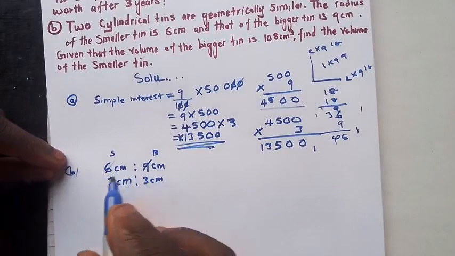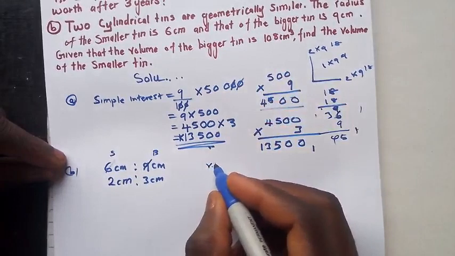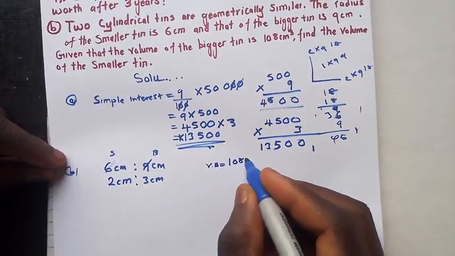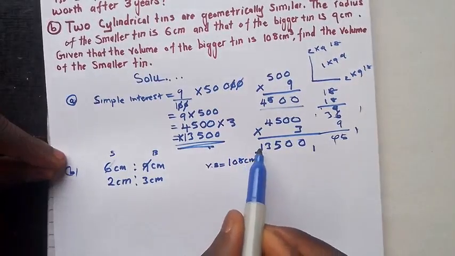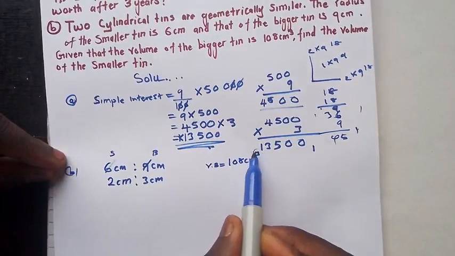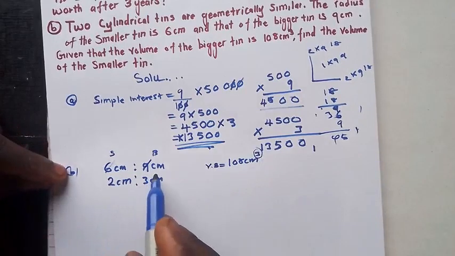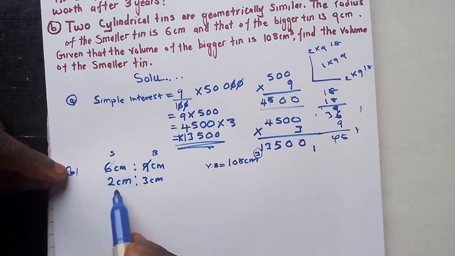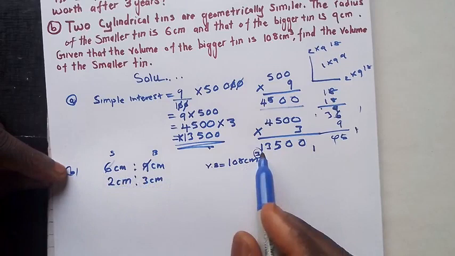So in this case here, since I know that the volume of the bigger tin is 108 centimeters cube. And volume here is measured in centimeters cube. So this 3 here means a lot to us. This 3 here means a lot to us. So we need to make sure that we convert the radius of the smaller tin and also the radius of the bigger tin into centimeters cube.